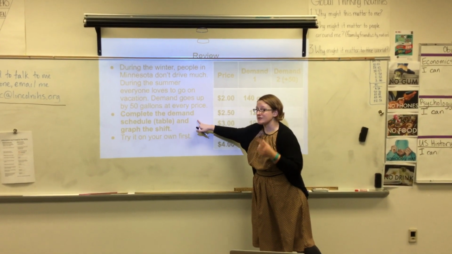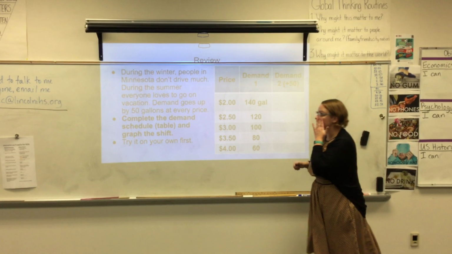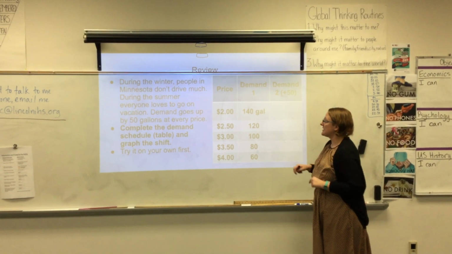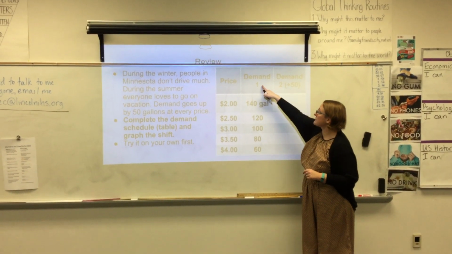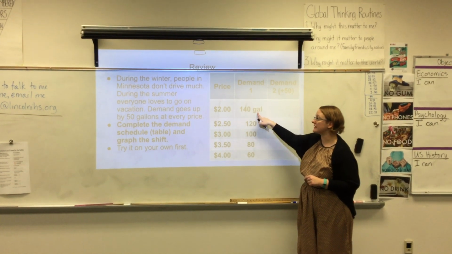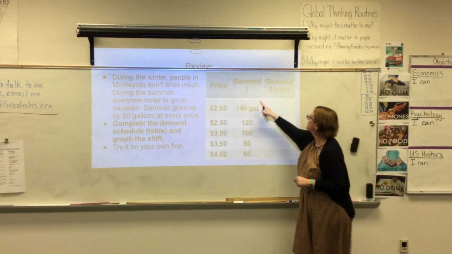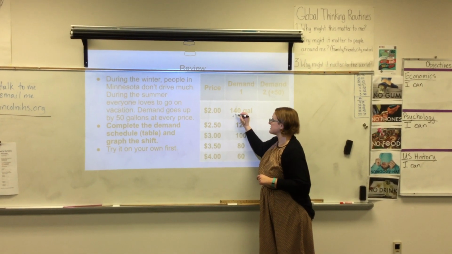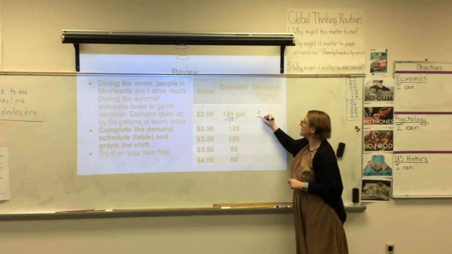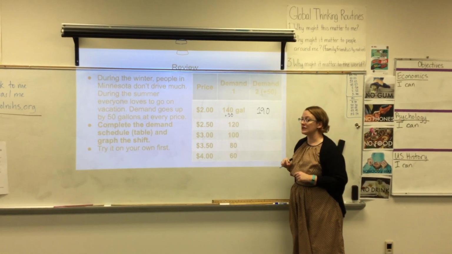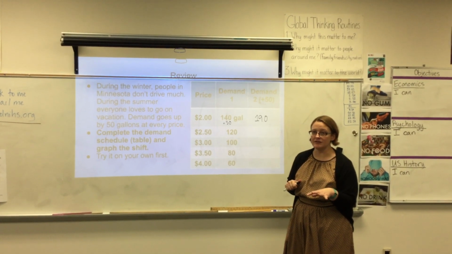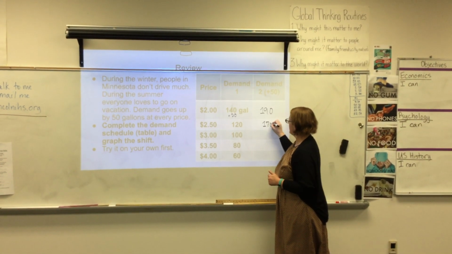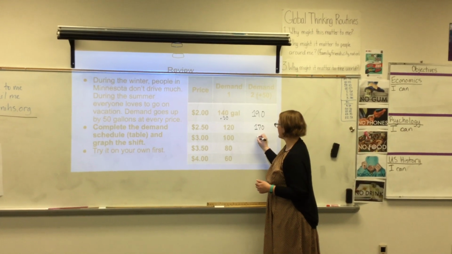First of all, I want you to pause the video and complete the demand schedule or table, and then we're going to graph the shift. So try it on your own first. I'll get you started. For demand 1, we're at 140 gallons demanded when it's only $2. If I'm shifting it by 50 gallons, I'm going to take 140 plus 50, and I'm going to end up with 190 gallons. So go ahead, pause the video, and then we'll come back and check it. All right, so now we're back. I'm going to go ahead and complete this one.